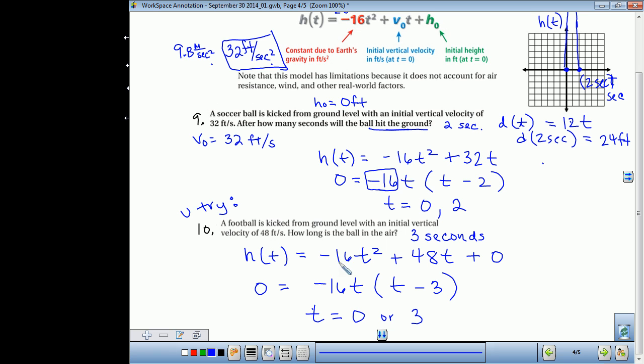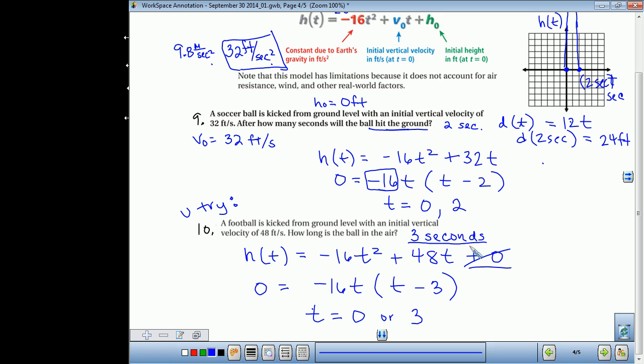When we plugged into this function, we still have the negative 16t squared, but this time we've changed our initial velocity to 48, and we're still kicking from a height of 0. So we can just ignore that part and factor out the GCF. We get that the times that the function has a value of 0, that means when it was on the ground, are 0 seconds, right when we kicked it, and again at 3 seconds. So how long was the ball in the air? 3 seconds. That's how long it took to hit the ground again.